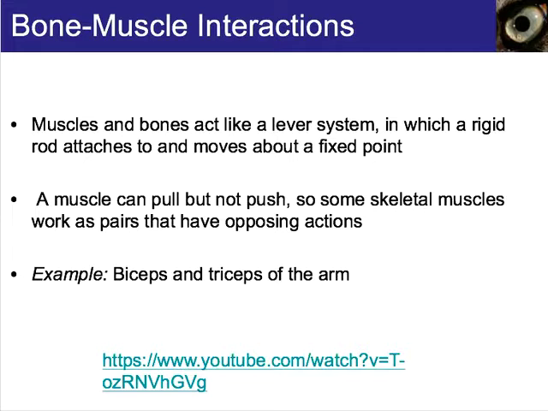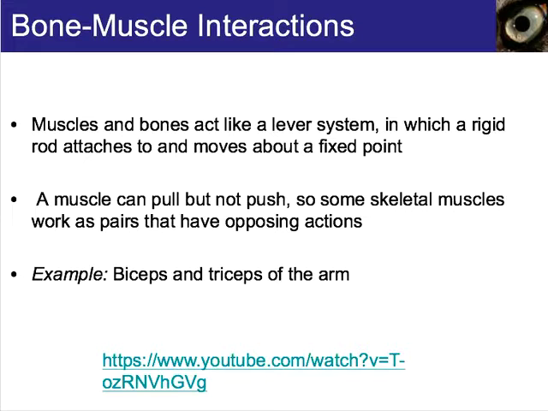Muscles and bones act like a lever system in which a rigid rod attaches to and moves about a fixed point. A muscle can pull but not push, and some skeletal muscles work as pairs that have opposing actions. For example, biceps and triceps.